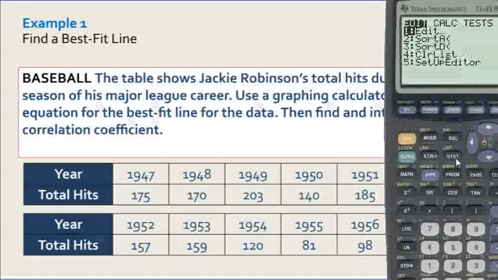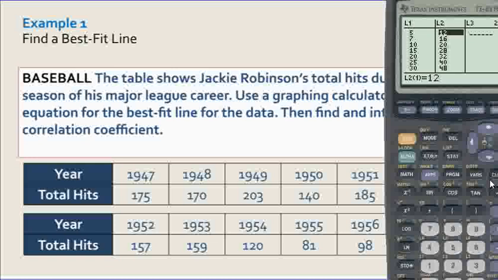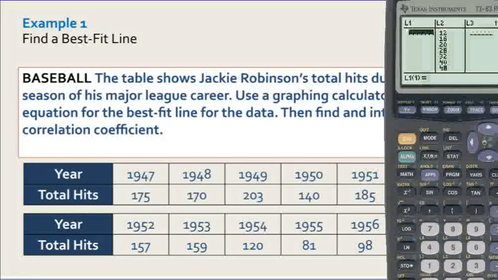So I'm going to hit stat, go to edit, and I need to clear what I have in here. To clear it, just go up to L1, hit clear, enter, go to L2, go up, hit clear, and then hit enter. So in L1, 1947 we're going to use as year 0, and then hit enter after every number. So that's 0, 48 would be 1, 2, 3, 4, 5, 6, 7, 8. So we have 8 years that we're using. Now the hits, we're going to put those exact numbers in there.